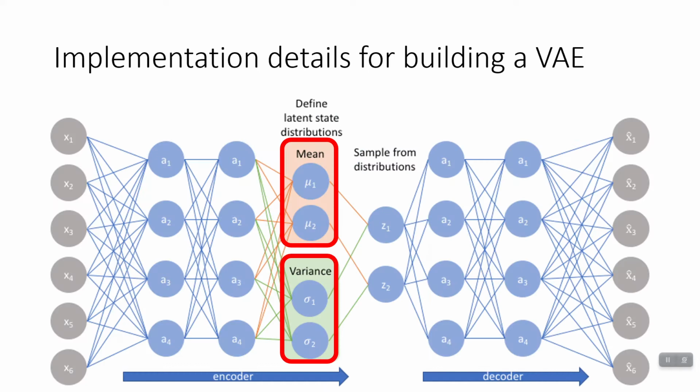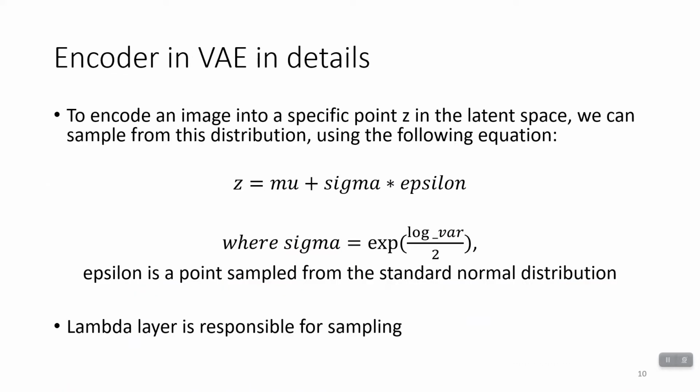The encoder takes each input image and encodes it to two vectors, mu, which shows the mean point of the distribution, and logvar, which represents the logarithm of the variance of each dimension. These two vectors together define a multivariate normal distribution in the latent space. To encode an image in a specific point Z in the latent space, we can sample from the distribution using this equation. The Lambda layer is responsible for sampling.